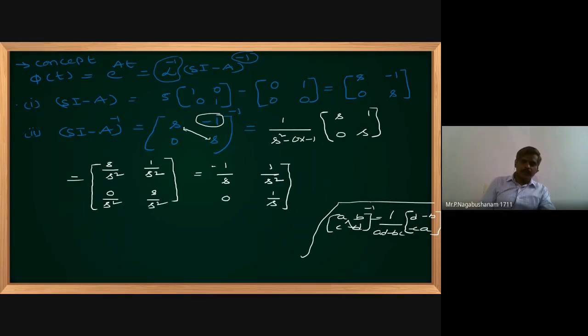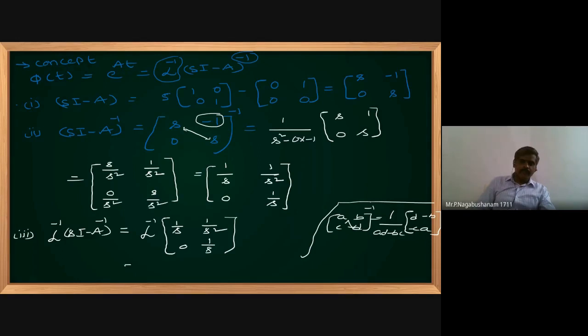Third step, I'm going to apply L inverse. Check it out: L inverse of (sI minus A) whole inverse. This is nothing but the state transition matrix. That means apply L inverse to this 2 by 2 matrix. If you take L inverse inside, you will get L inverse of 1 by s, which is 1, L inverse of 1 by s square, which is t, L inverse of 0, then L inverse of 1 by s, which is 1.